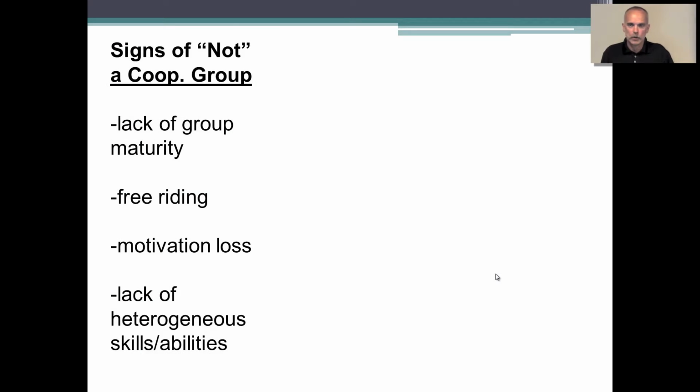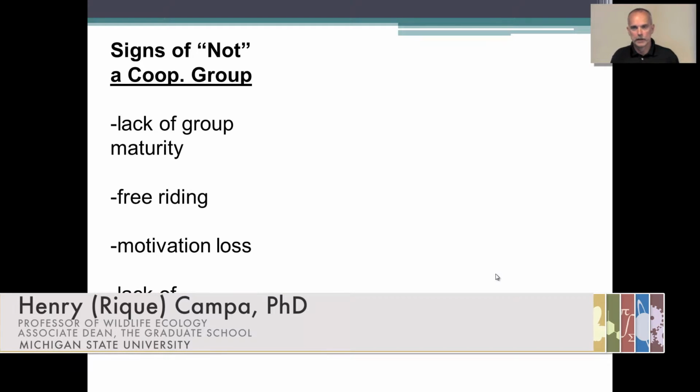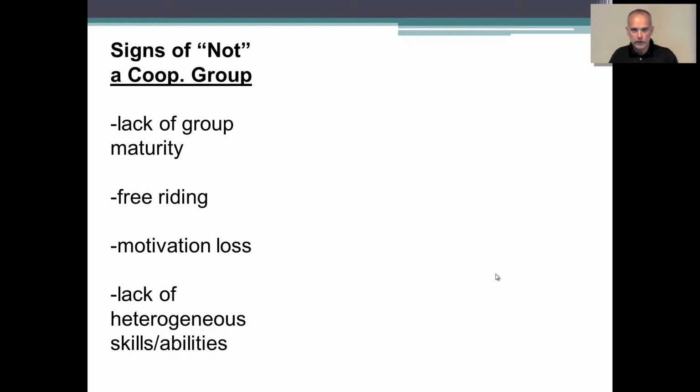Now that we know what cooperative learning is, we've talked a little bit about ways to implement it using informal groups, formal groups, and base groups. How do we as instructors know if we have a group that's not working cooperatively?